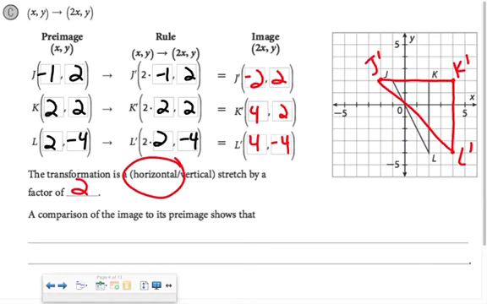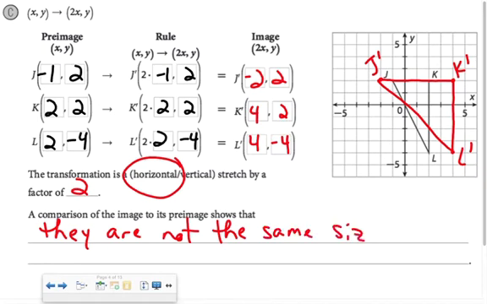So a comparison of the image to its pre-image shows that they are not the same size and shape, but they are still both right triangles.